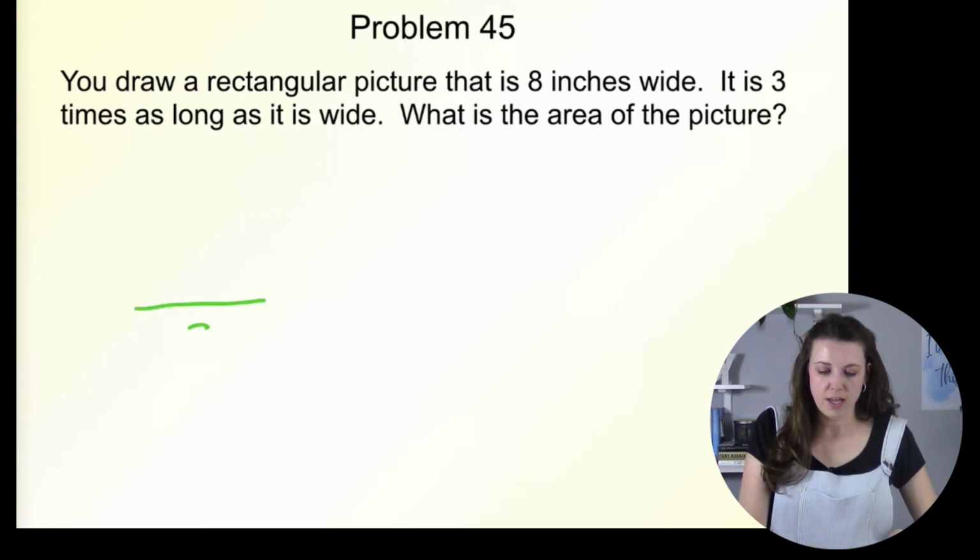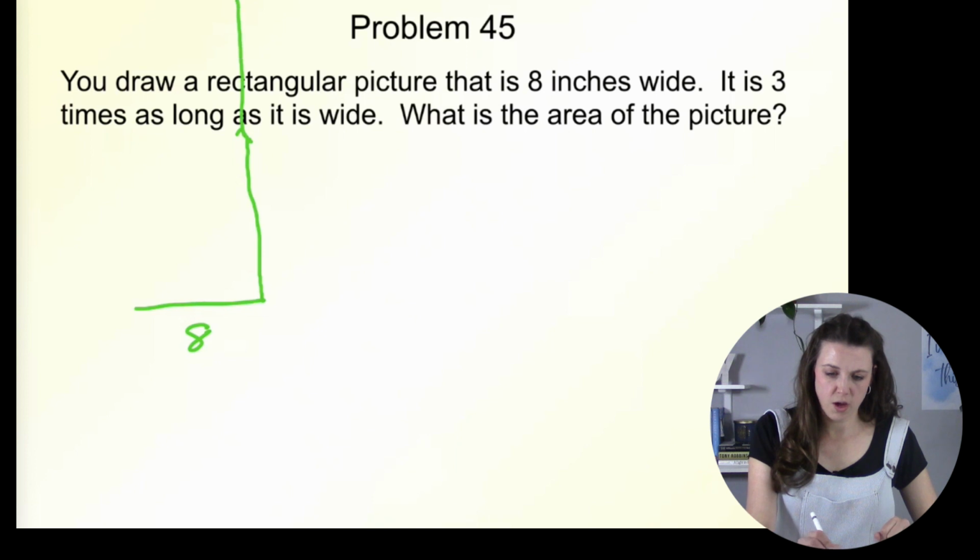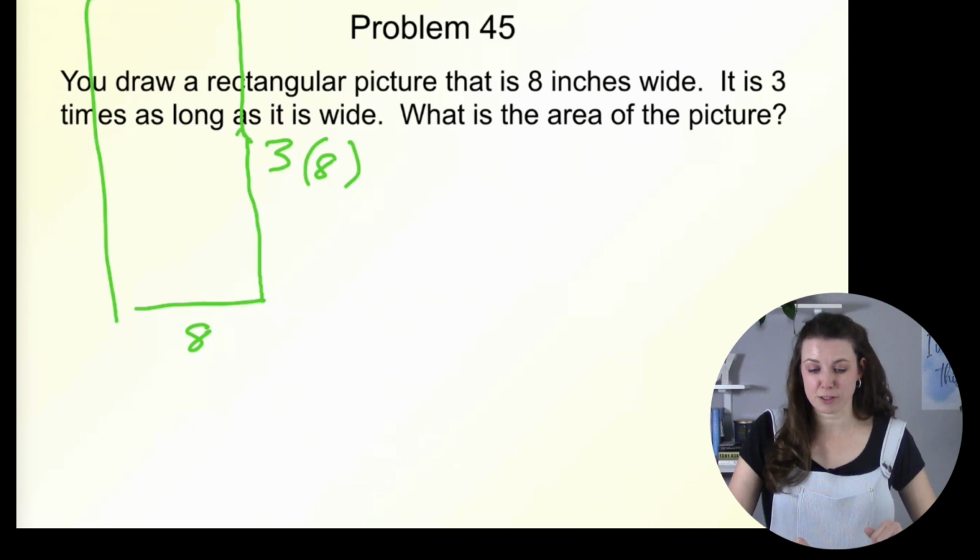You draw a rectangular picture that is 8 inches wide. So let's go 8 inches wide and is 3 times long as it is wide. Ooh, so this is going to be quite a bit longer. We're going to go all the way up through that, okay? So 3 times how wide it is. What is the area of the picture?